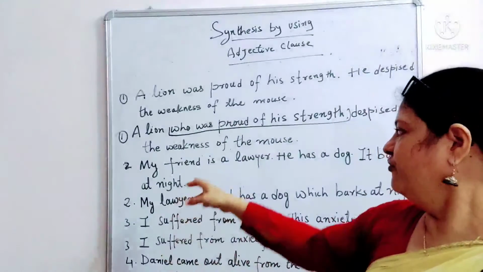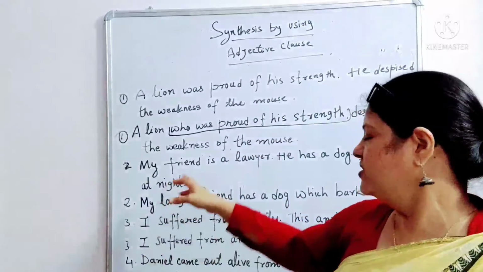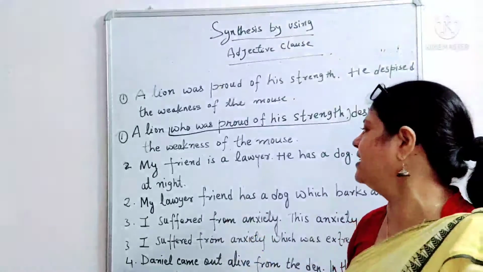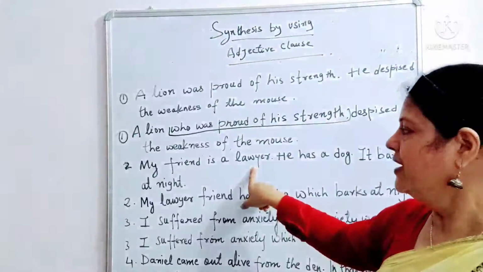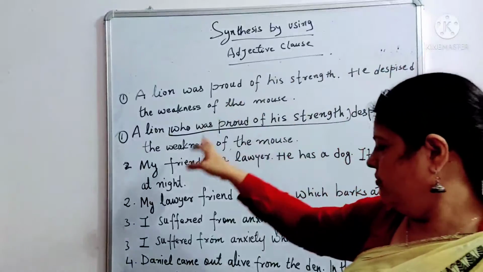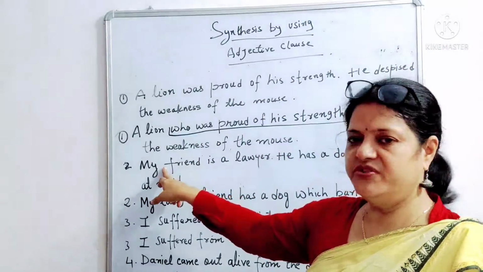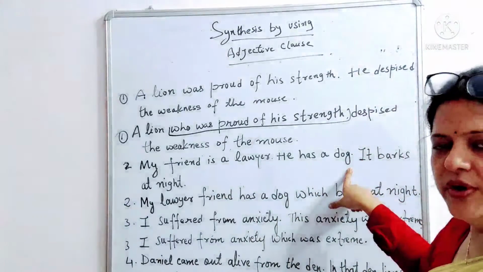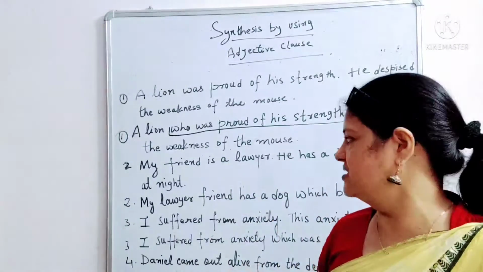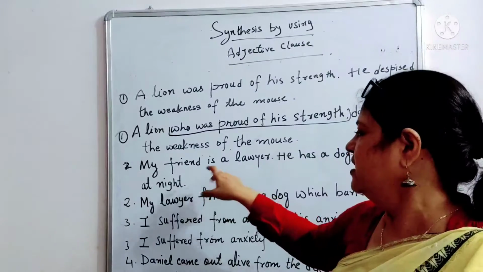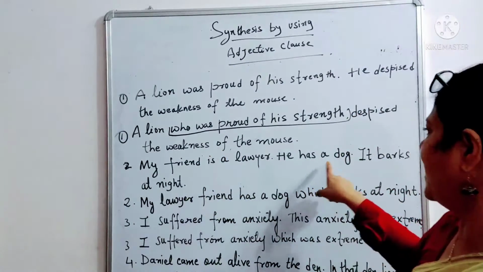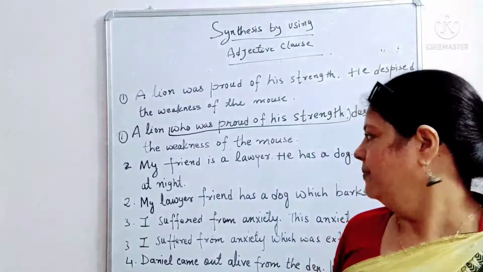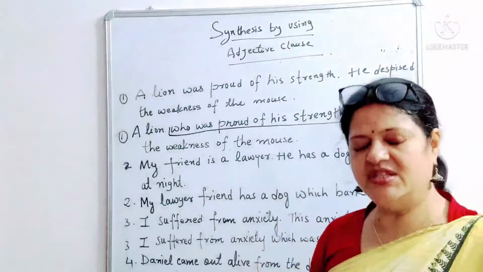So instead of reading three sentences together, we will take this lawyer and put it just before this friend. So my lawyer friend has a dog. Okay, this has become only one sentence and we'll remove this is. So my lawyer friend has a dog. Till here we have the principal clause.